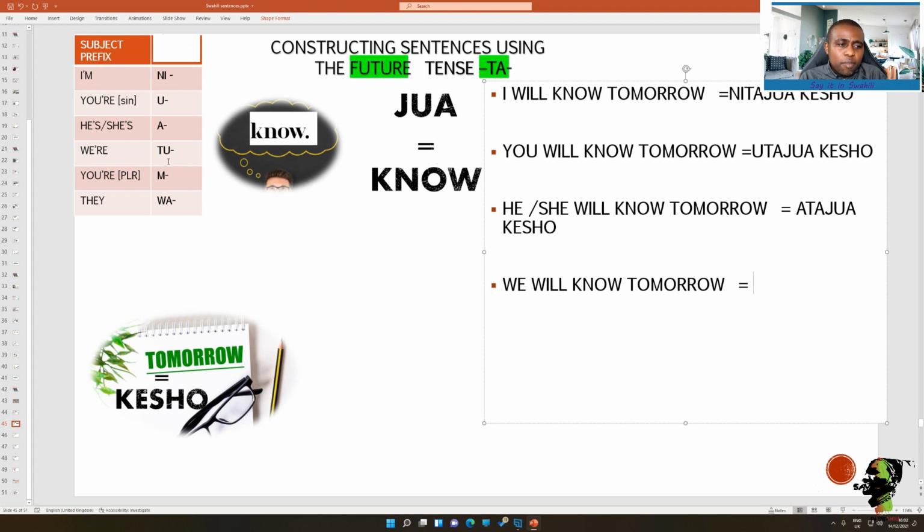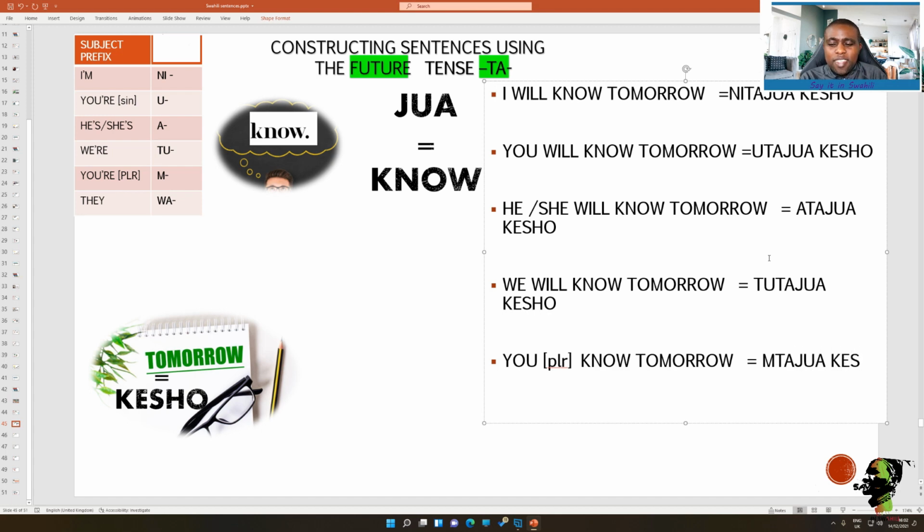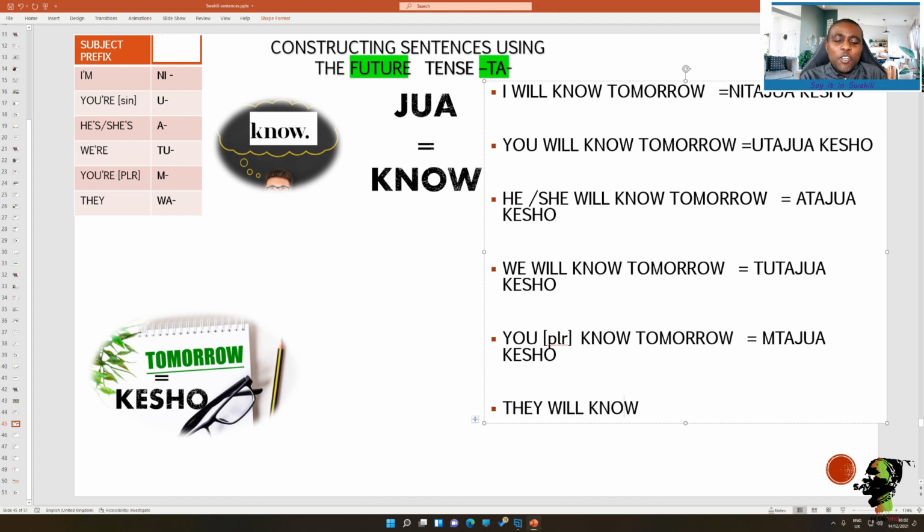What about we will know tomorrow? We. We are going to know tomorrow. We will know. Ta, jua. Tutajua kesho. What about you plural? And I can't wait for you to construct this for me. You plural will know tomorrow. Go for it. Mtajua kesho. Asante sana.